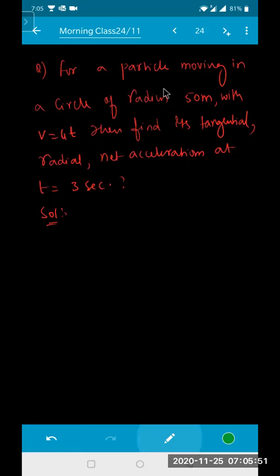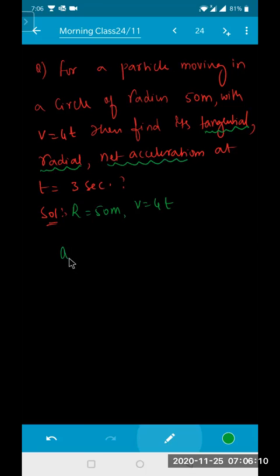For a particle moving in a circle of radius. Radius is given, r equals 50 meters. Velocity is given as a function of t, 4t. Then find the tangential acceleration. We need to calculate the tangential, the radial, and the net acceleration.